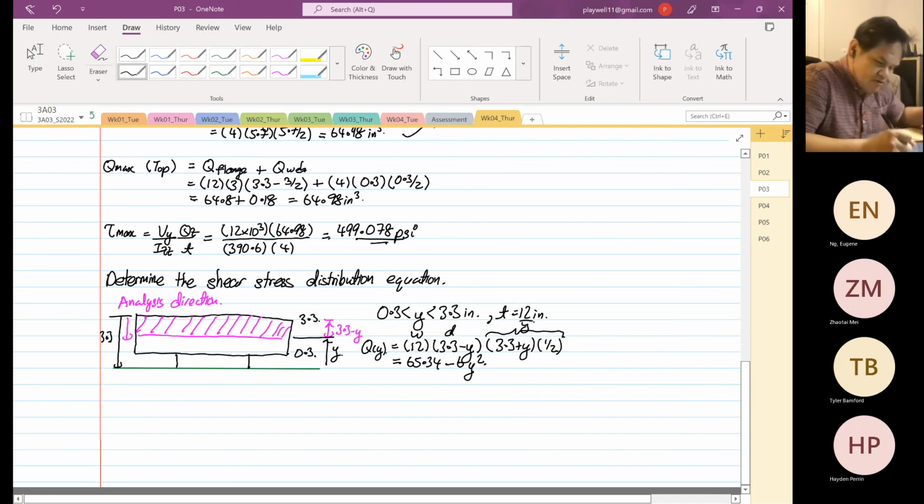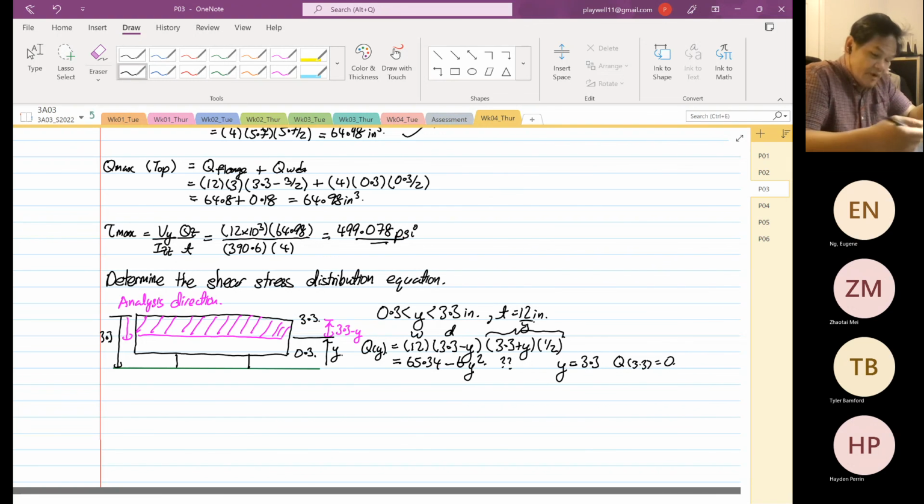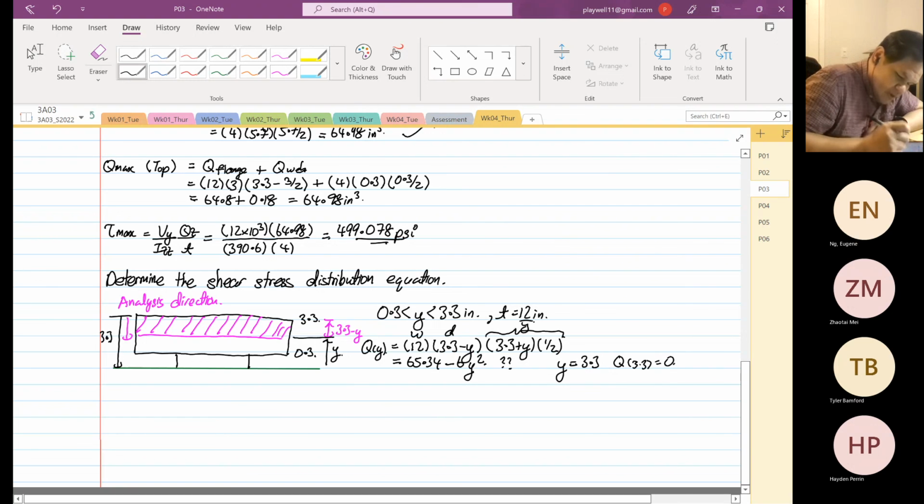How do you know that this is correct? If you substitute y equal to 3.3 into the whole equation, Q at 3.3 must be equal to 0. So 65.34 minus 6 times 3.3 squared is equal to 0. That's how you can check whether it is right or wrong.